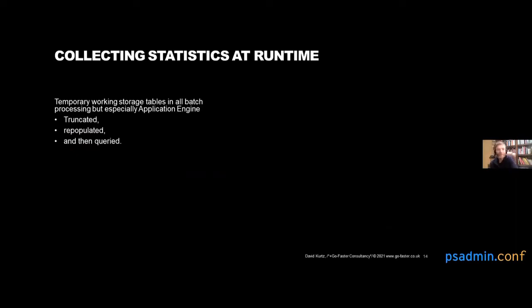Then we come to something that PeopleSoft has got a lot better at doing, actually, and that's collecting statistics on the temporary working storage tables in its batch processing. Now, that's mostly on the temporary records in App Engine, but COBOL does it too. And it uses regular type 0 records, not the type 7 temporary records. And it tends to truncate them, repopulate them, and then query them. Well, if you're going to truncate and repopulate a table, you should collect stats on it.